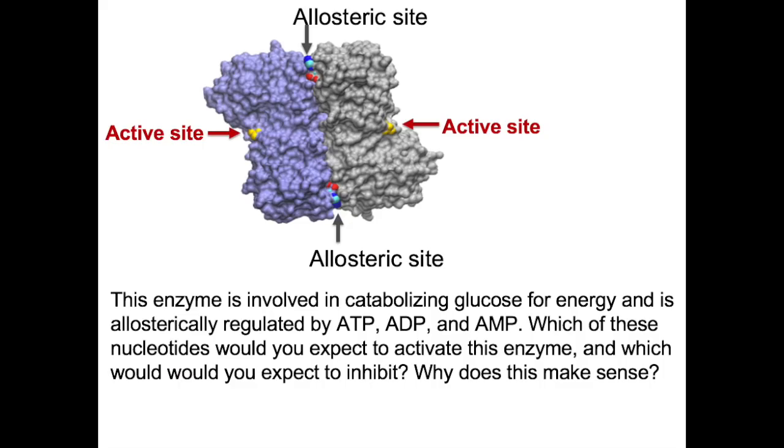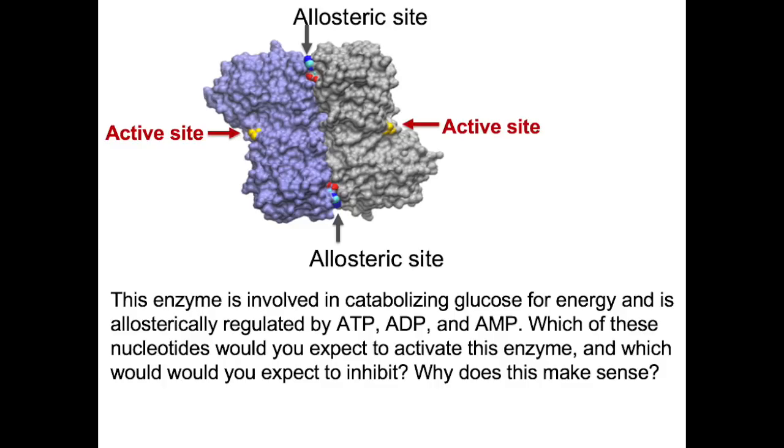Okay, so ATP is going to have an inhibiting effect on this enzyme. If there's a lot of ATP around, you certainly don't want to break down glucose in order to make more. It makes more sense to store that glucose for later when times are tough.